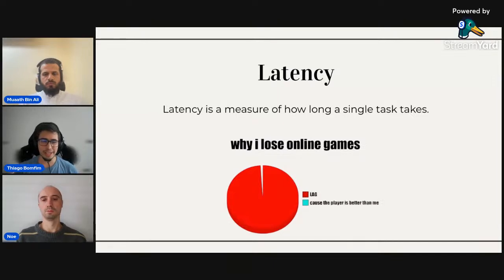Just a joke in here. Why do I lose online games? Because the other players are better than me. It's just 1%. The 99% is because of the lag.